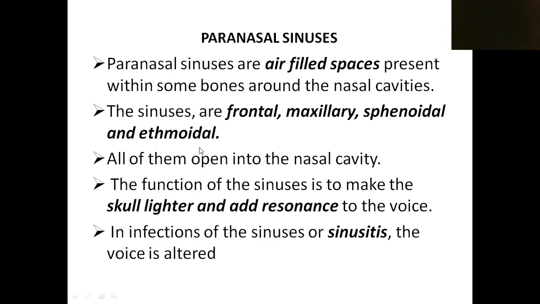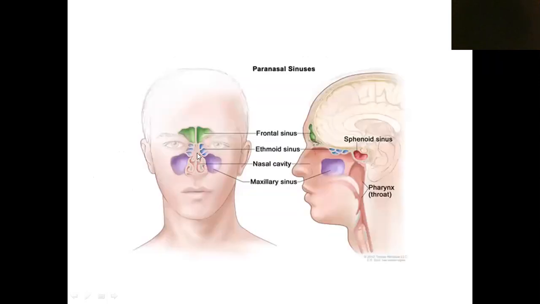What is the peculiarity of these air sinuses? All these air sinuses or air cavities open into the nasal cavity. See, like this, this is our nasal cavity. Here comes the maxilla for the upper jaw. Imagine this colored area as the maxillary sinus. It opens into the nasal cavity.